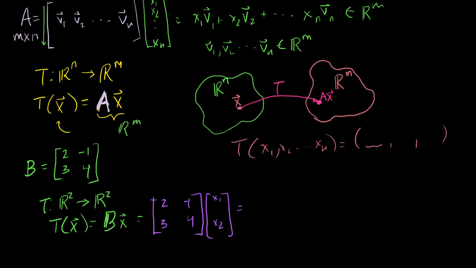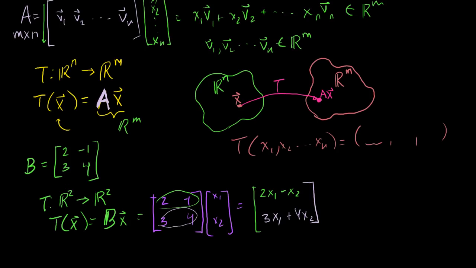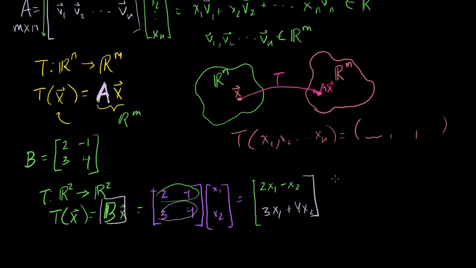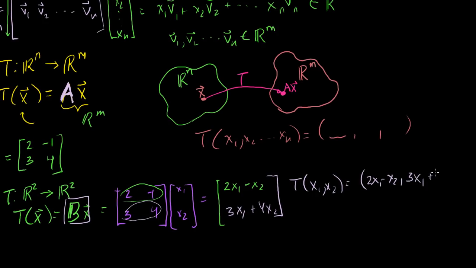And what does this equal? Well, this equals another vector in the codomain R2, where the first term is 2 times x1, just using the definition of matrix vector multiplication, 2x1 plus minus 1 times x2, or minus x2. That's that row times our vector. And then the second row times that vector, we get 3 times x1 plus 4 times x2. So this is what we might be more familiar with. And I could rewrite this transformation as T of x1, x2 is equal to 2x1 minus x2, comma, 3x1 plus 4x2.